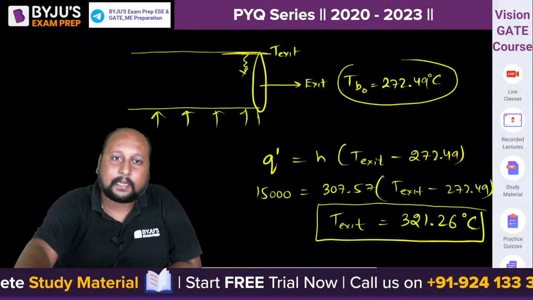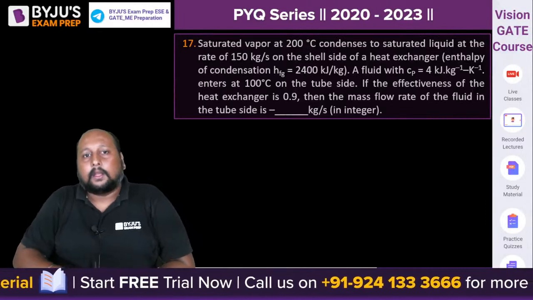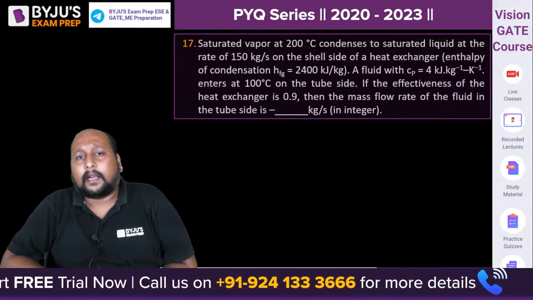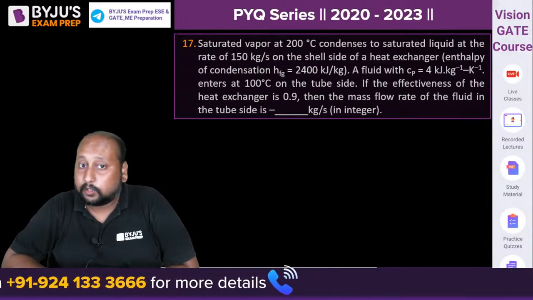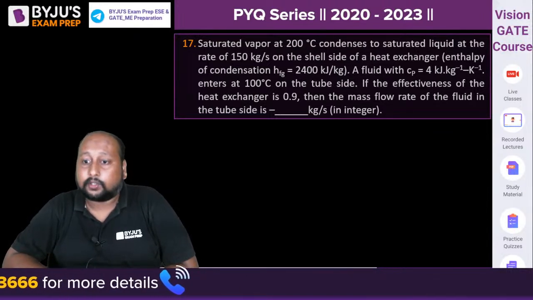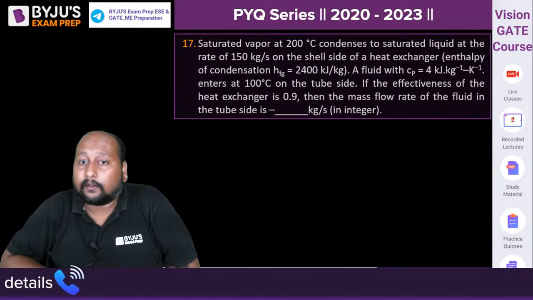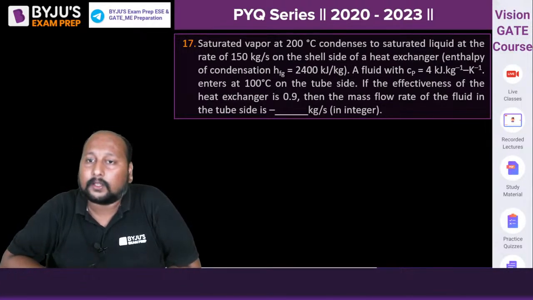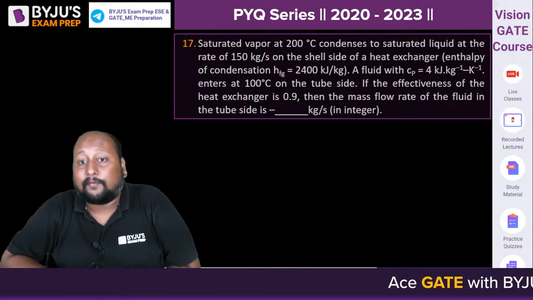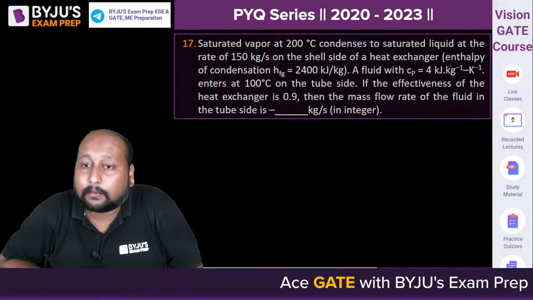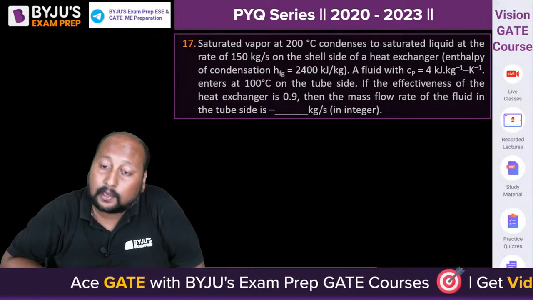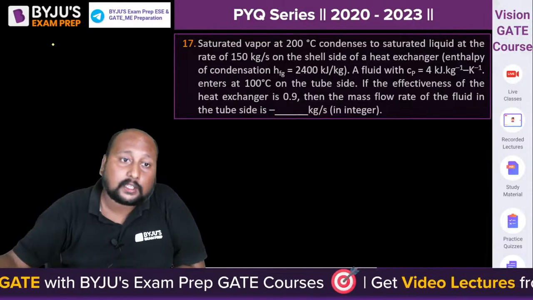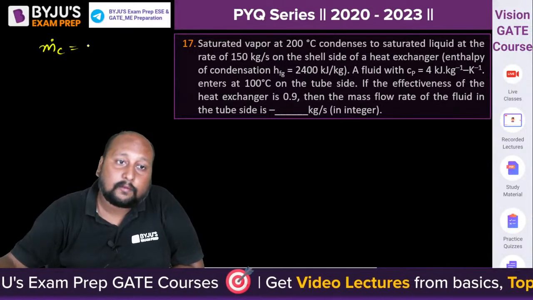Question number 17. Very easy, I think. A saturated vapor at 200 degrees Celsius condenses to a saturated liquid at a rate of 150 kg per second on a shell side of a heat exchanger. The enthalpy of condensation is given. A fluid having a Cp value of 4 kJ per kg Kelvin enters at 100 degrees Celsius. If effectiveness is equal to 0.9, what is the mass flow rate of the fluid at the tube side? That means the cold fluid, they are asking what is the mass flow rate of the cold fluid.